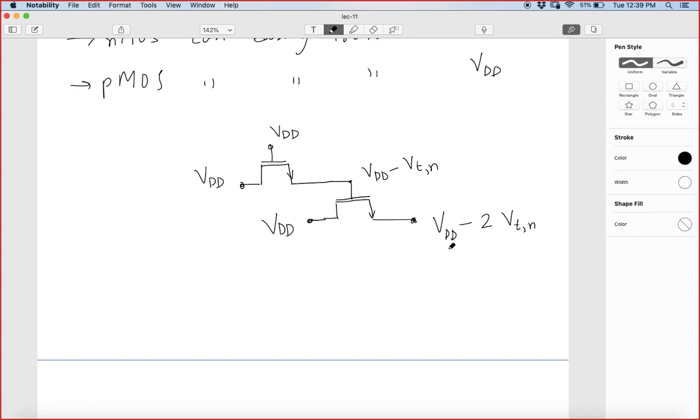The noise margin is getting affected in the upper half, because of the VOH. Here you can see this is the VOH, right? The maximum output, the highest voltage of the output. So you can see that the output is reduced by 2 times the threshold voltage. So that's why your noise margin is getting affected.